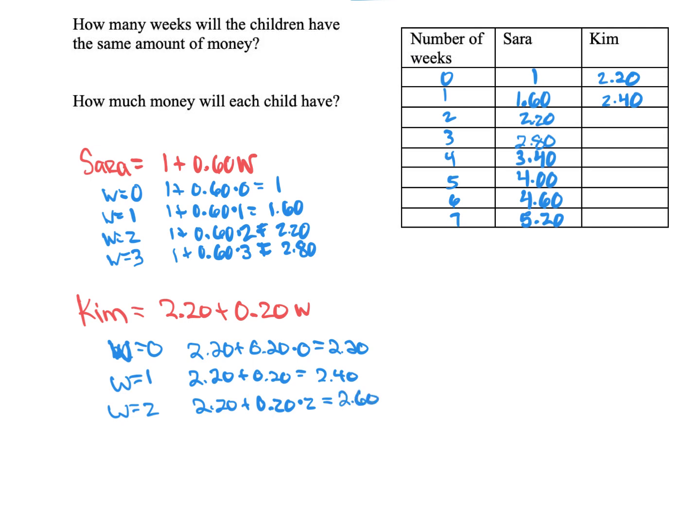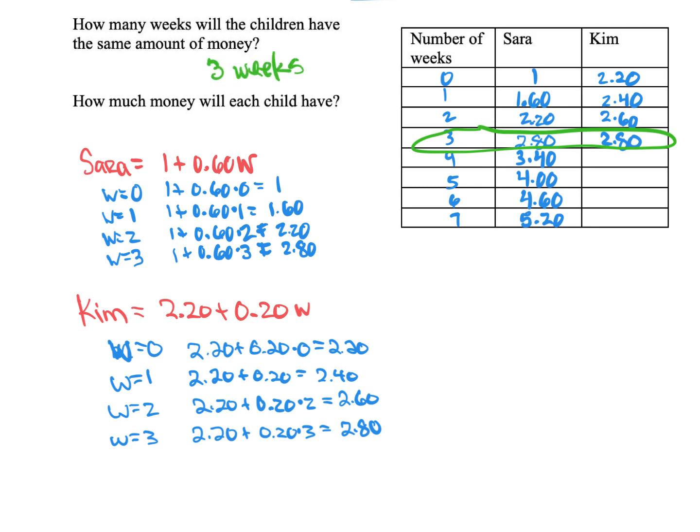So we kind of see a pattern here, right? 260. Let's do week 3. So we have 220 plus 0.2 times 3. Oh, that's 280. Oh, look, we have a winner. Winner, winner, chicken dinner, right? So at week 3, so 3 weeks, they will be the same, and it will be $2.80.